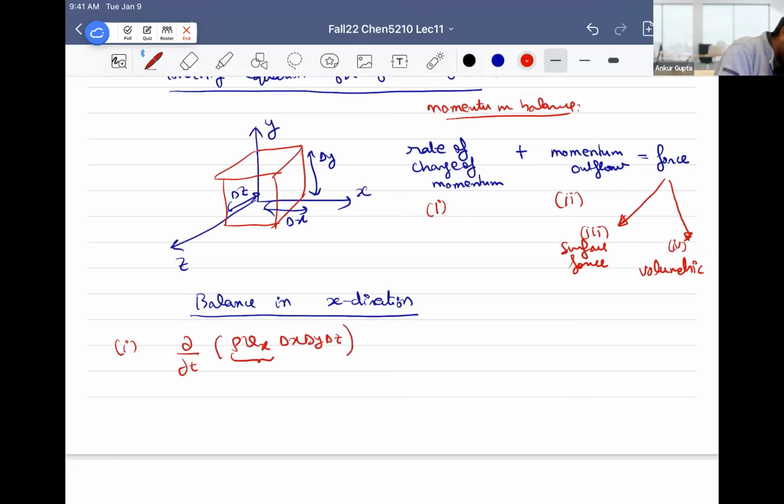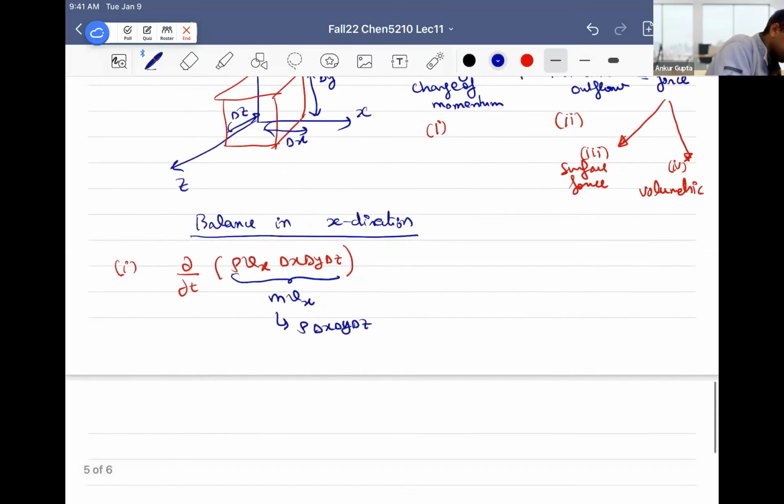Okay. Rho Vx. So think of this as mass times Vx, where m is equal to rho times delta x, delta y, delta z. The rate of change of momentum. Change in momentum with respect to time. Okay, so this is my first term.